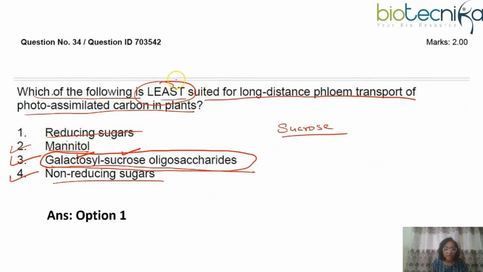Now the question is asking which of the following is least suited. Those would be the reducing sugars. As we discussed, reducing sugars have a free aldehyde or ketone group, because of which they are relatively more reactive, and that's why plants avoid transporting these reducing sugars. So the answer is option 1.